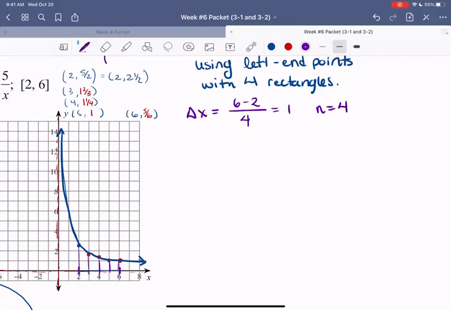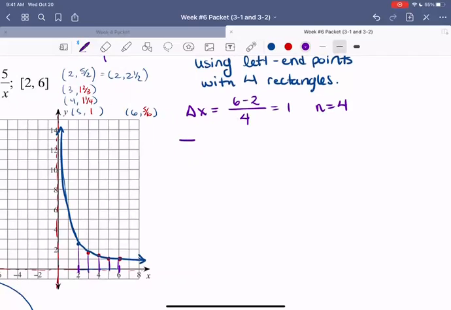So now what we want to do is compute the sum from i equals 1 to 4. Don't worry too much about this notation, but just to get a sense of what we want to do, we want to add up change of x times f of x sub i.